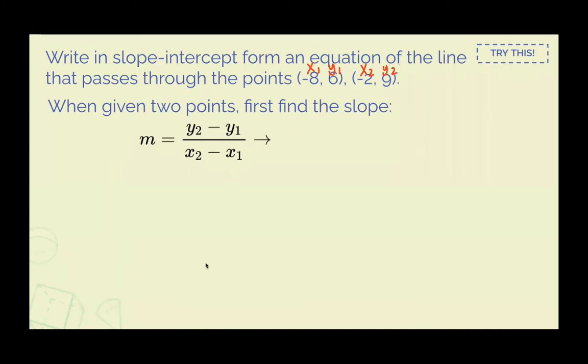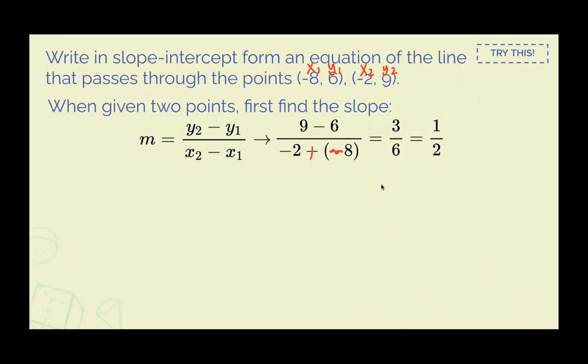So now that I know what to plug into my equation, let's do that. y2 minus y1, 9 minus 6. And then x2 minus x1 is -2 minus -8. So now 9 minus 6 is 3 over -2 minus -8. The negative cancels, and that creates -2 plus 8. And now you have 3 over 6, and 3 over 6 can reduce into 1 over 2.